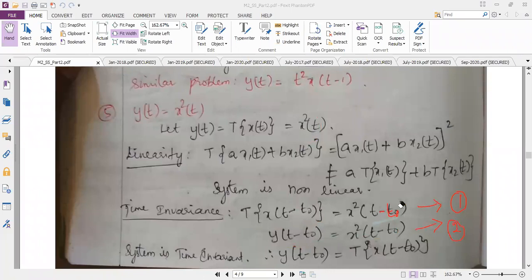So what is my left hand side? T of x of t minus t naught is equal to y of t minus t naught. I hope I am very much clear. So what is my conclusion here for this property? The system is time invariant.